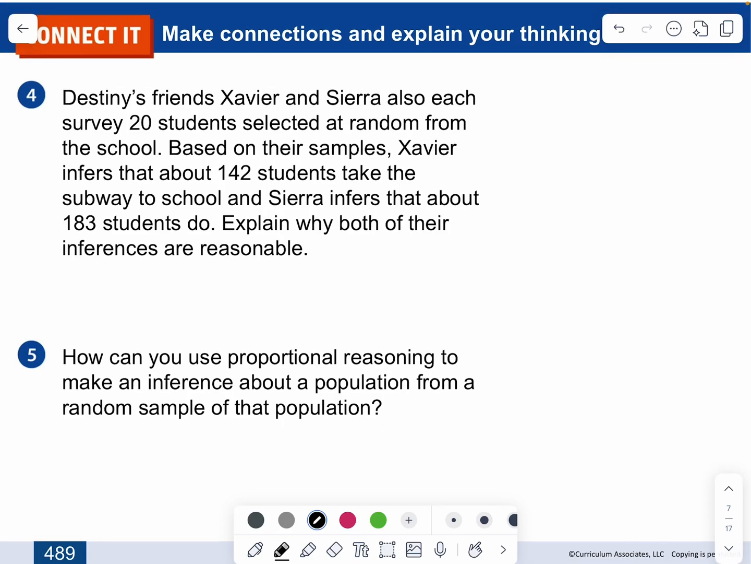And number 4, Destiny's friends Xavier and Sierra also each surveyed 20 students selected at random from the school. Based on their samples, Xavier infers that about 142 students take the subway to school, and Sierra infers that about 183 students do. Explain why both of their inferences are reasonable. Did each of these surveys survey 20 students? So since they were all the same size, these are all reasonable numbers.